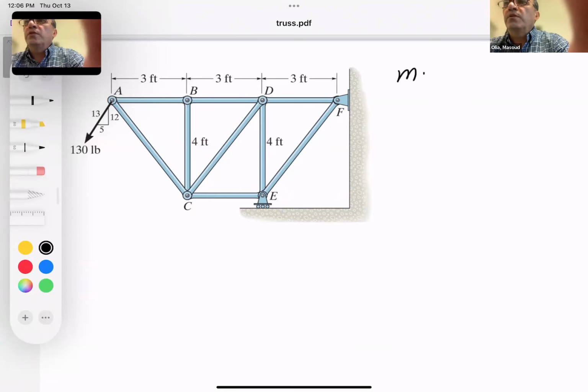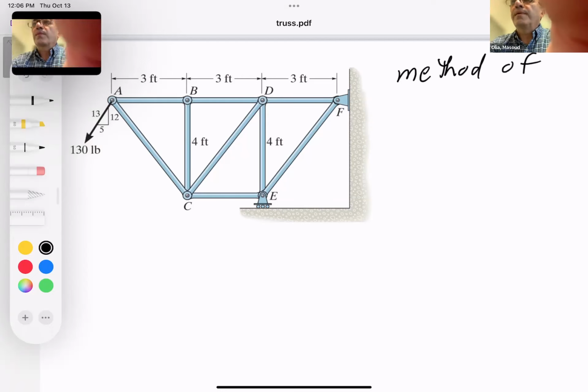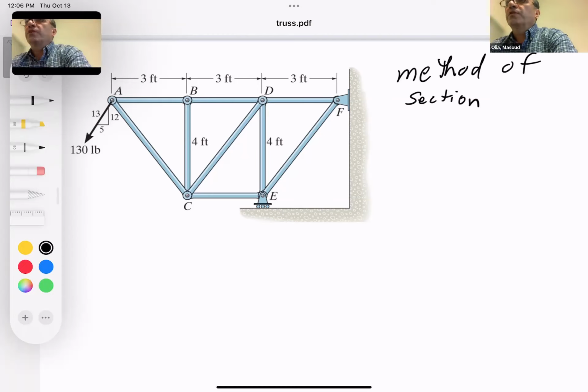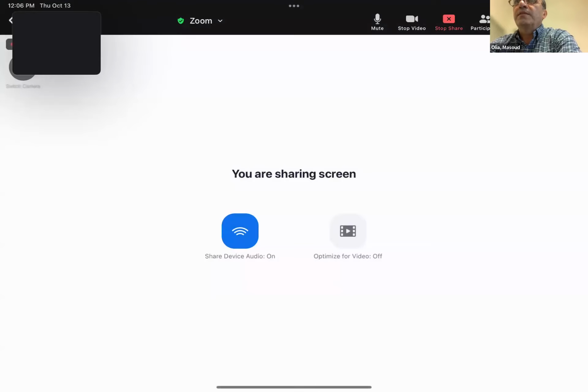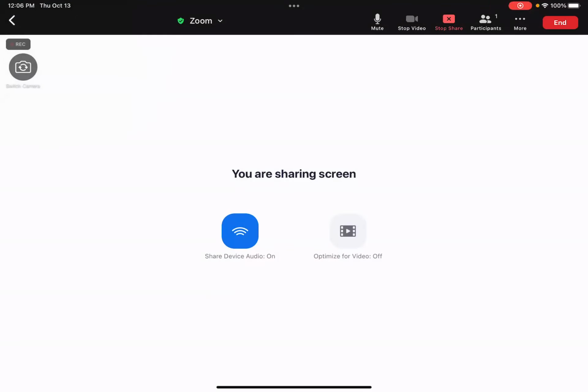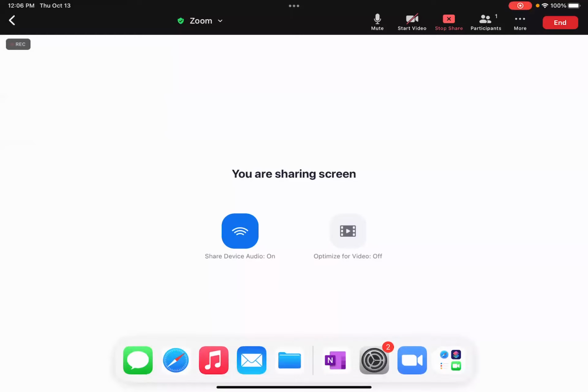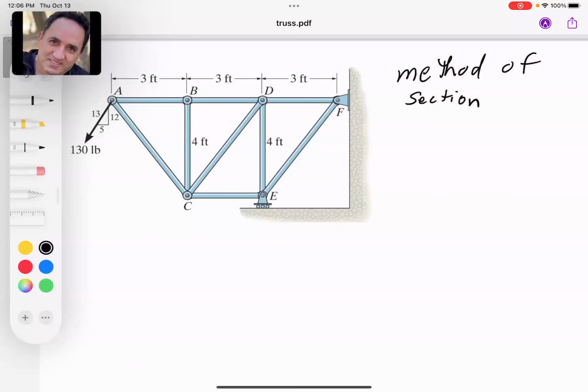So I want to use method of sections. I'm going to remove my picture, so let me stop my video and go back to my OneNote. Right. So method of sections, guys, is the way we want to solve this problem.